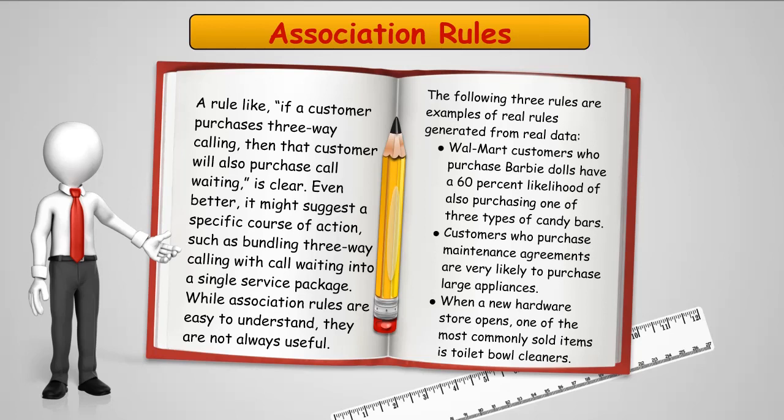Walmart customers who purchase Barbie dolls have a 60% likelihood of also purchasing one of 3 types of candy bars. A customer who purchases a maintenance agreement is very likely to purchase large appliances. And finally, when a new hardware store opens, the most commonly sold item is toilet bowl cleaners. Again, these are interesting rules, but how would you act upon them? What would you do with that information?